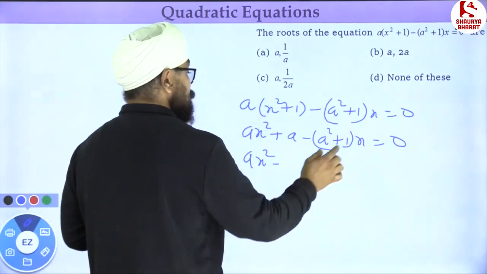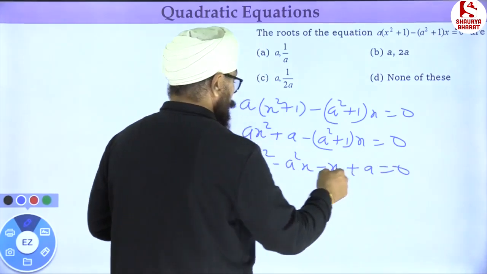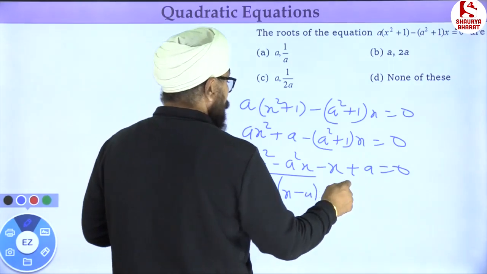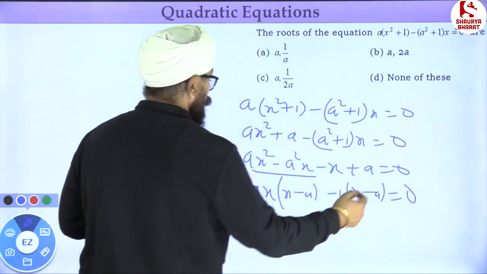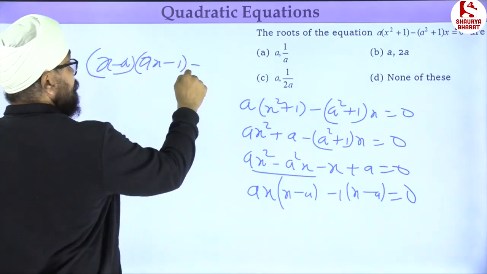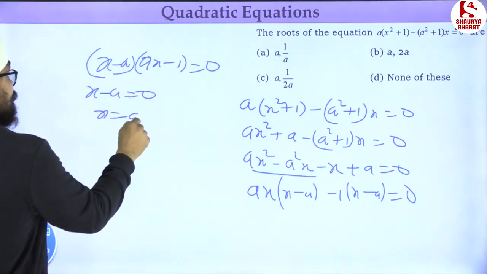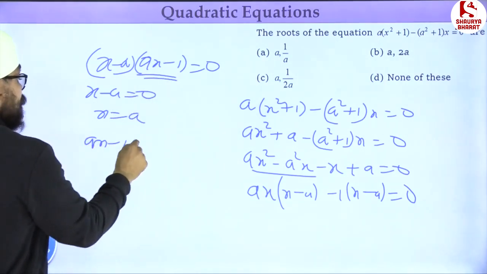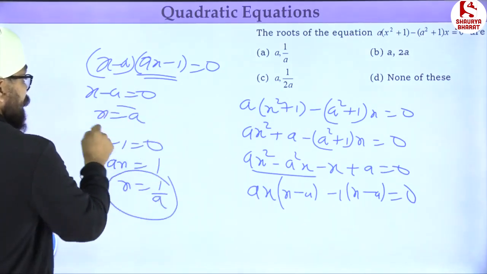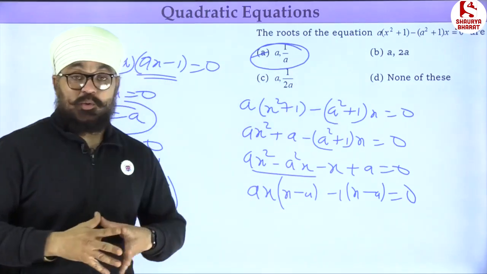So I'll be simplifying this thing. This becomes minus a squared x minus x plus a is equal to 0. Now from these two terms we can see that a and x are common, so left with x minus a, and minus 1 is common, x minus a is equal to 0. So we are having two factors, x minus a is one of the factors and ax minus 1 is the other factor. Clear? Keeping each one equal to 0: when you put this one equal to 0, x is equal to a; the other factor, ax minus 1 is equal to 0, ax is equal to 1, x is equal to 1 upon a. So we are having x is equal to a and x is equal to 1 upon a. So the answer is the first one.